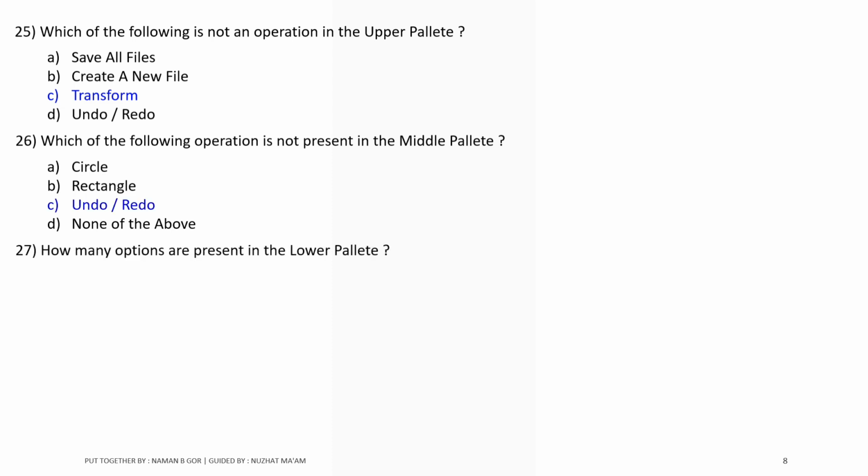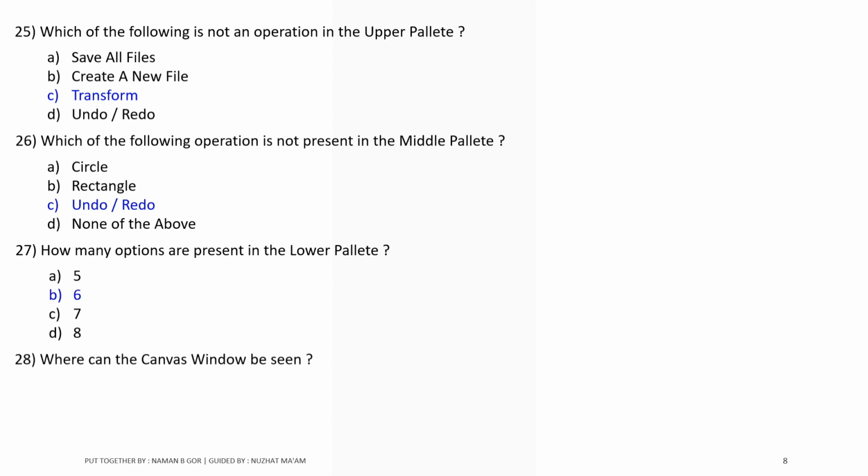Undo or redo. Question number 27. How many options are present in the lower palette? And the options are A. 5, B. 6, C. 7, and D. 8. And the correct answer is option B.